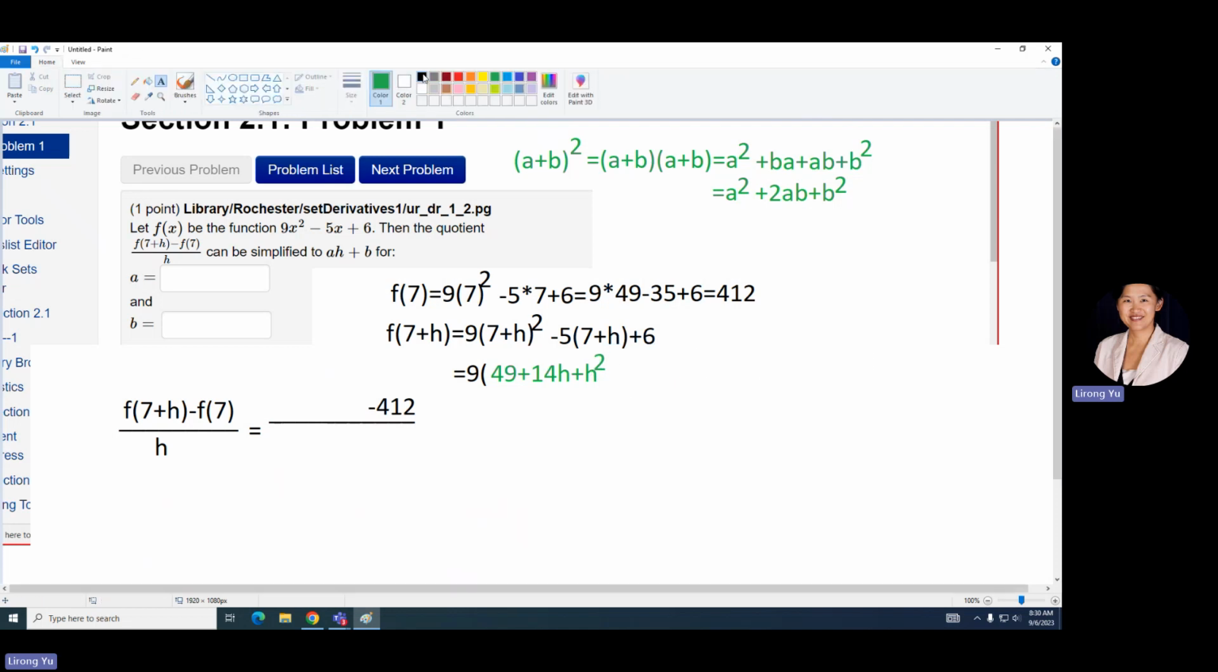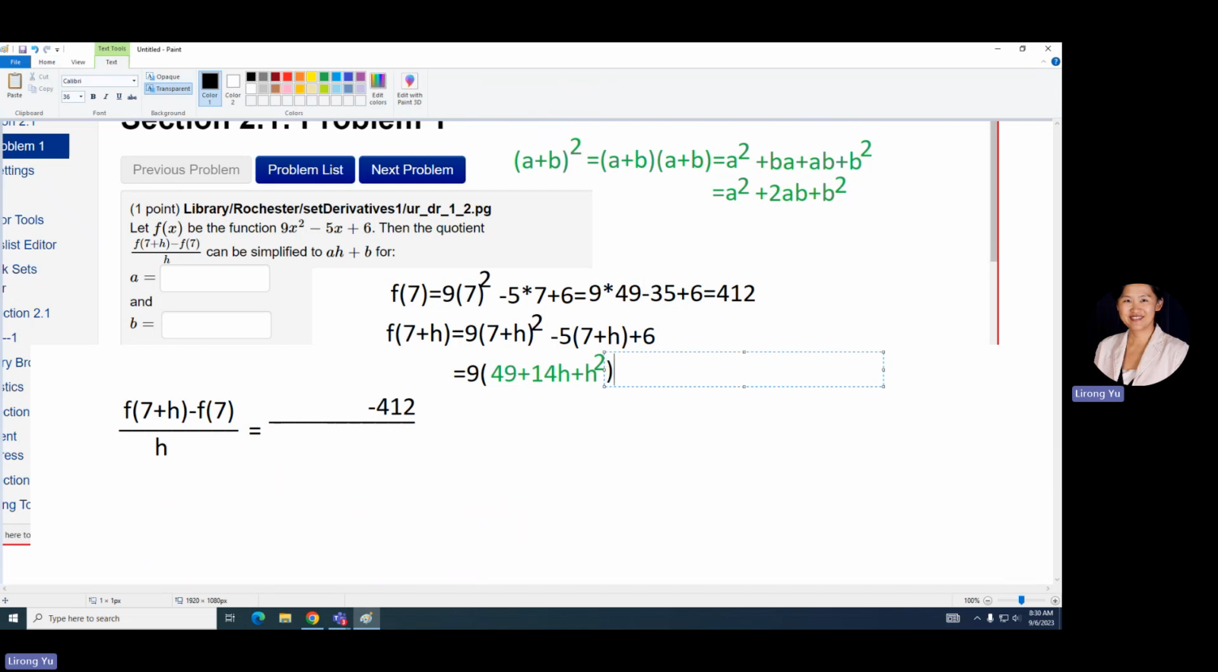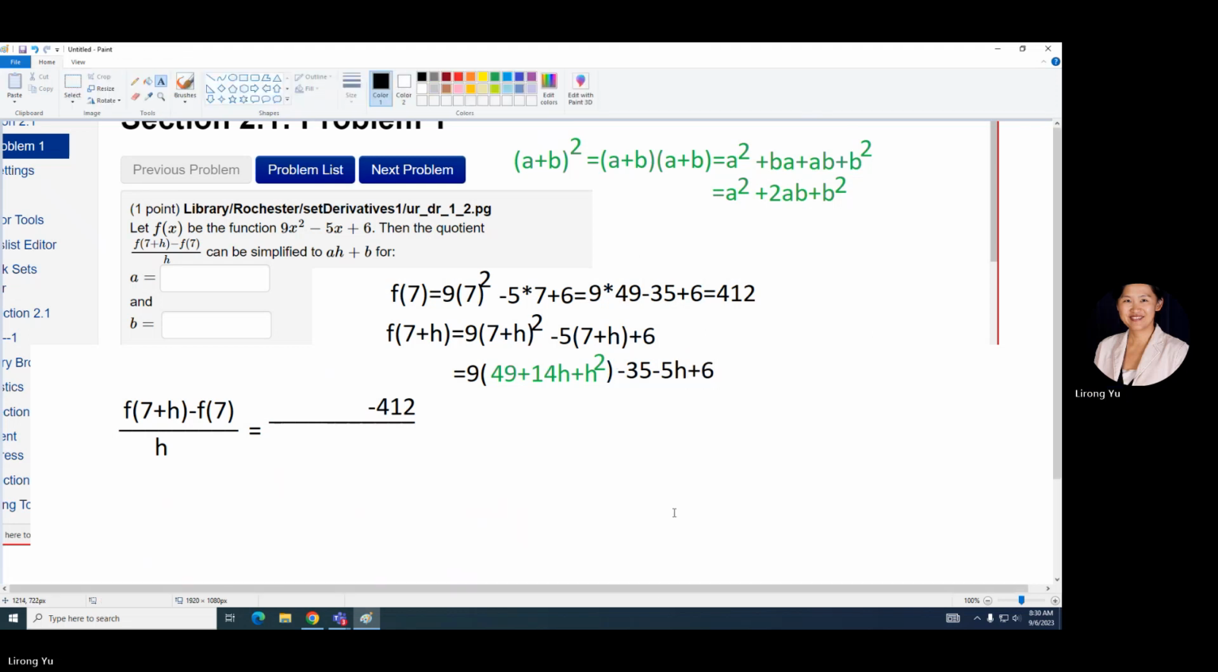So this is what we have after we expand the square term. And we have -5 distributed, so -5 times 7 is -35, and then -5 times h is -5h. Any questions? Right, and this is the reason I put it by itself, because if you have this over here, you have to carry over everything together, so the calculation can be lengthy. So it's better that we simplify it first.